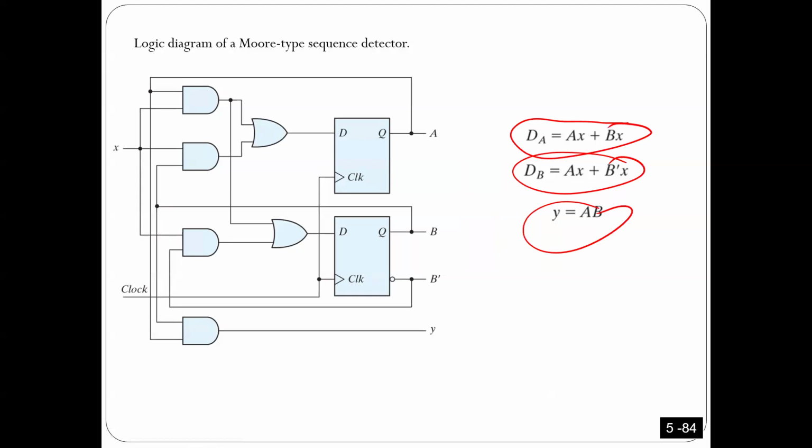So you see here, GA equals AX or BX. And then you can find this one here, GB should equal AX or B prime X.